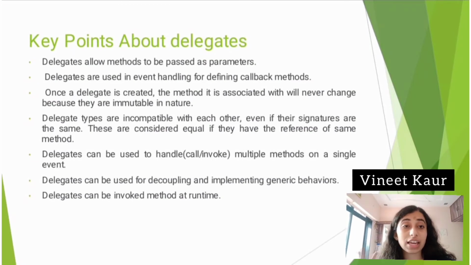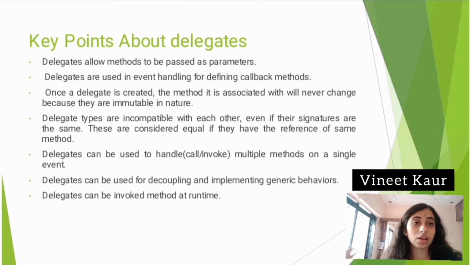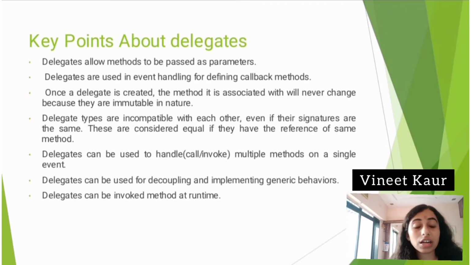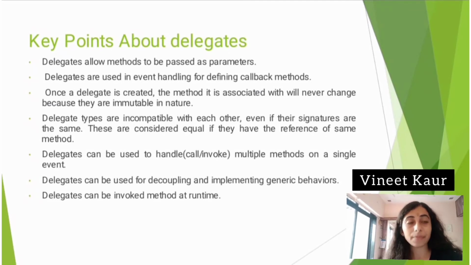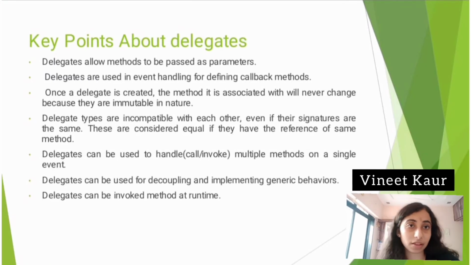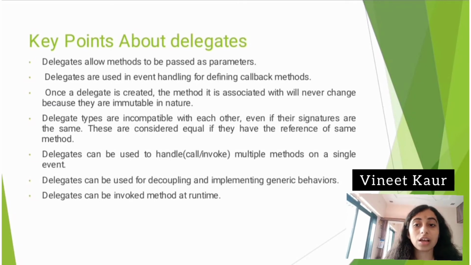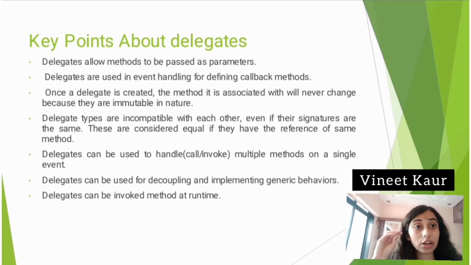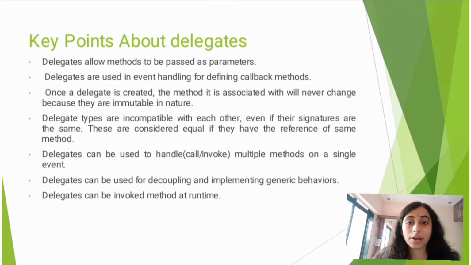Also, once a delegate is created, the method it is associated with will never change, because delegates are immutable in nature. Delegate types are incompatible with each other, even if their signatures are the same. They are considered equal if they have the same number of references to the same reference method. They can also be used to handle multiple methods on a single particular event. They can be used for decoupling and implementing generic behaviors.